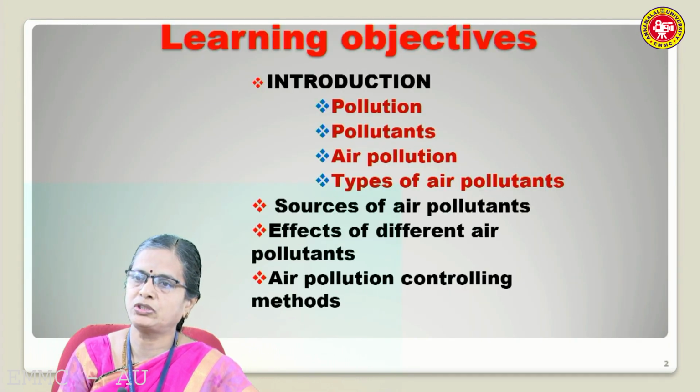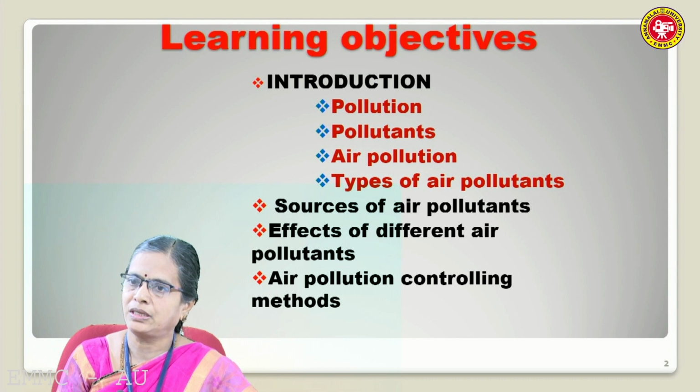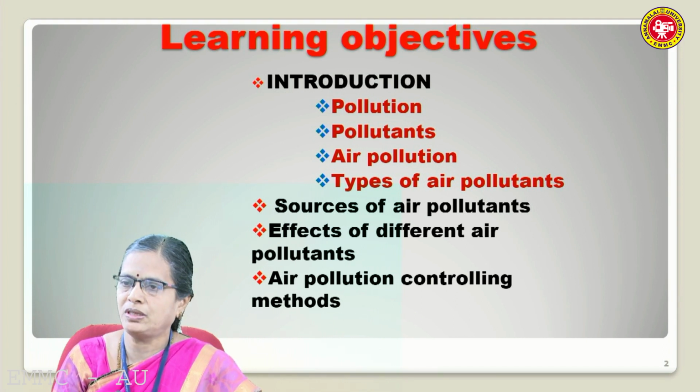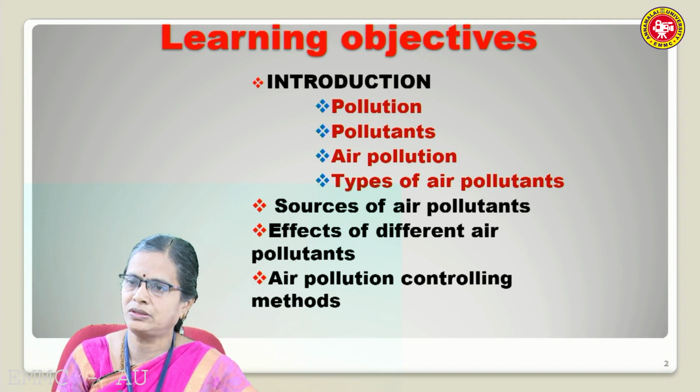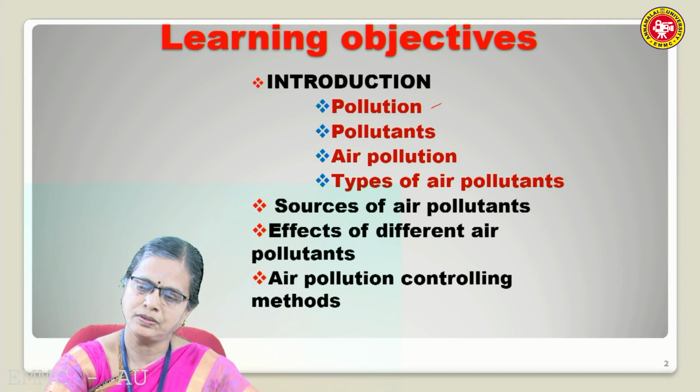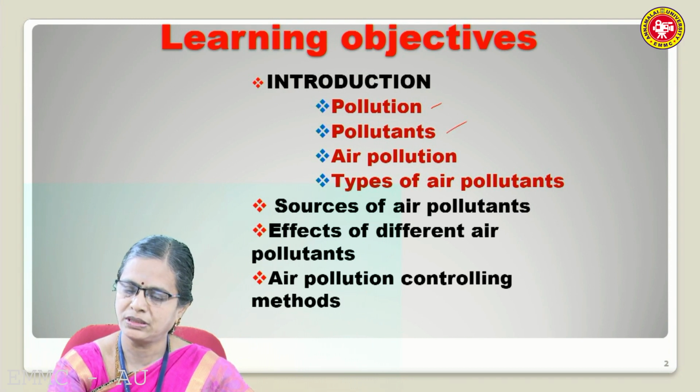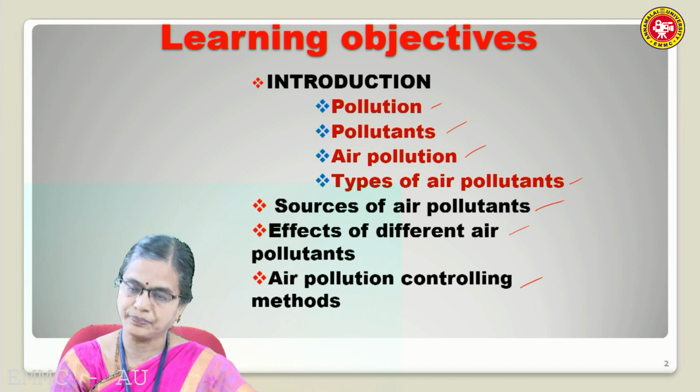Today I am going to discuss different types of air pollutants, what is air pollution, their biochemical effects, and how to control the pollution. Here, different learning objectives are discussed. First, the introduction: what is pollution, different types of pollutants, the nature of air pollution and types of air pollutants. Next, sources of air pollutants, effects of different air pollutants and air pollution controlling methods are discussed.